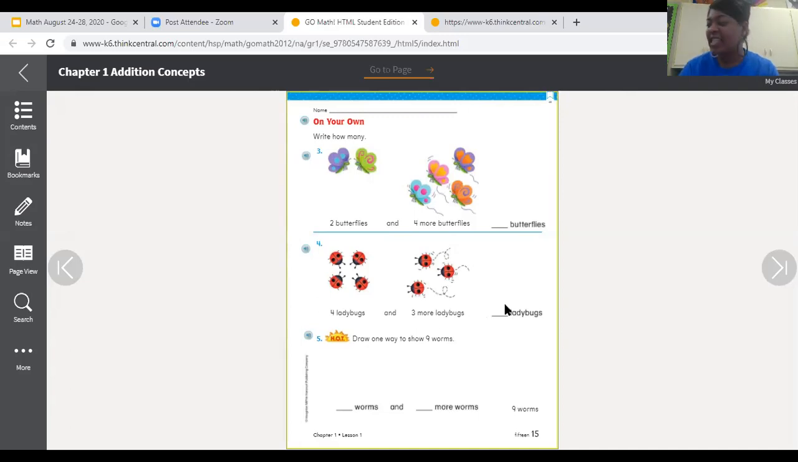All right, number 5 is a hot problem. Ooh, it's a hot problem. You're going to draw 1 way to show 9 worms. Blank worms and blank worms, 9 worms. So let's see. There's more than 1 way to do this. So let me think of 1 way.